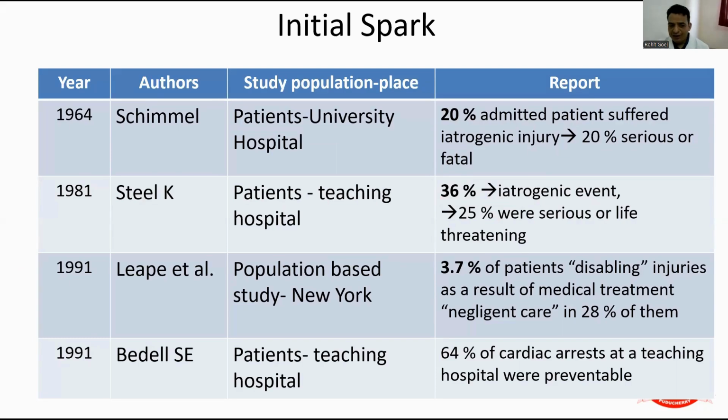Similarly, in 1991, Leape et al. studied a population and found that 3.7% of studied individuals had sustained disabling injuries as a result of medical treatment, and 28% had negligent care in those studied cases. In 1991, Patel studied a teaching hospital and found that 64% of cardiac arrests at a teaching hospital were preventable.